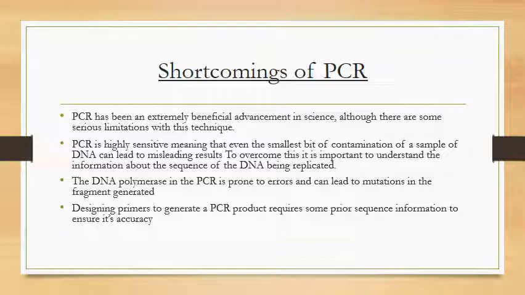The DNA polymerase in the PCR is prone to errors and can lead to mutations in the fragment generated. Designing primers to generate a PCR product requires some prior sequence information to ensure its accuracy.